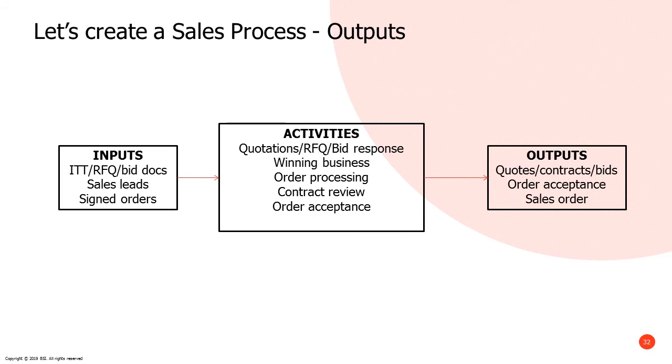Then if the customer likes what you do, hopefully you'll get a signed purchase order coming in from the left. So you go through order processing, you go through contract review, you go through order acceptance. The order acceptance notification goes out to the customer. The sales order then goes on to the next process in the sequence. So we're now writing something, the sales order, that goes to the internal customer. So you're establishing an internal customer-supplier relationship.